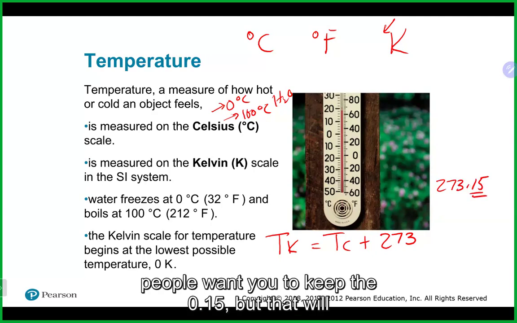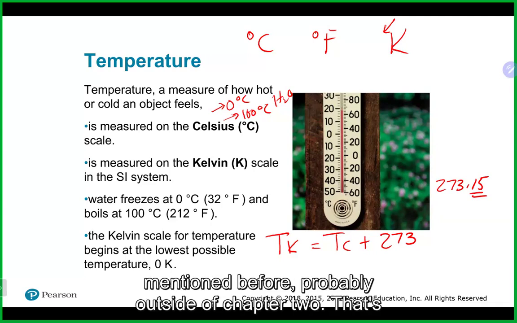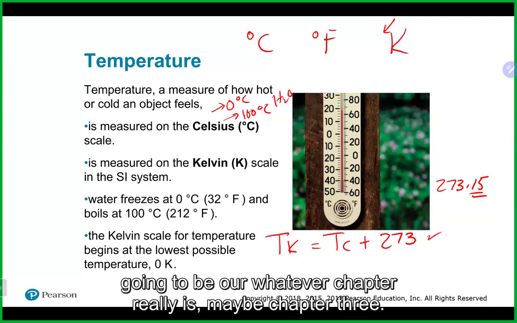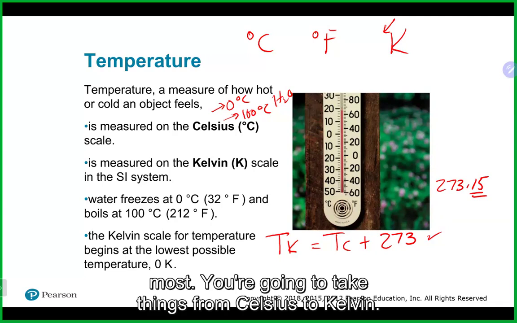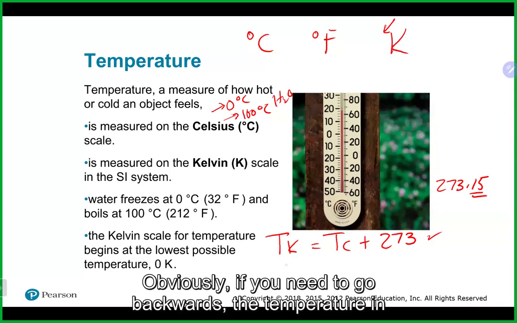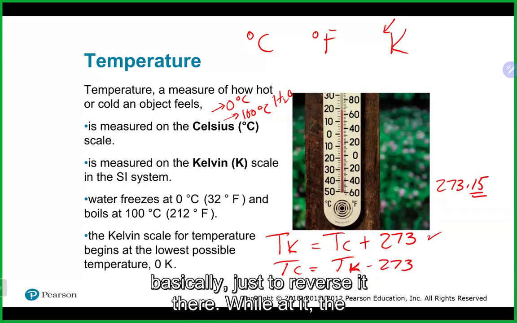Some people want you to keep the 0.15. But that will convert your temperature from Celsius to Kelvin, which, as I mentioned before, probably outside of chapter 2, that's going to be our, whatever chapter it really is, maybe chapter 3. That's going to be really the ones you're going to use the most. You're going to take things from Celsius to Kelvin. Obviously, if you need to go backwards, the temperature in Celsius would be the temperature in Kelvin minus 273. So basically just to reverse it there.